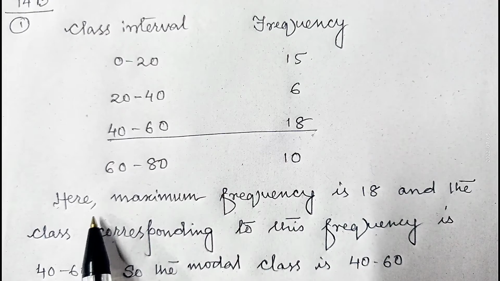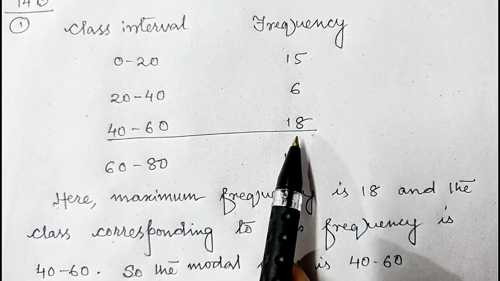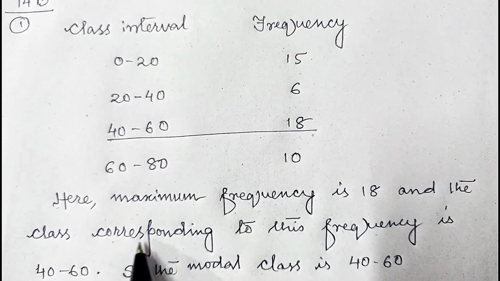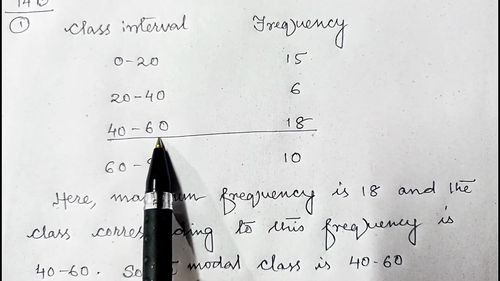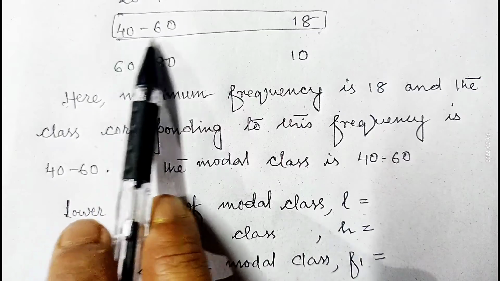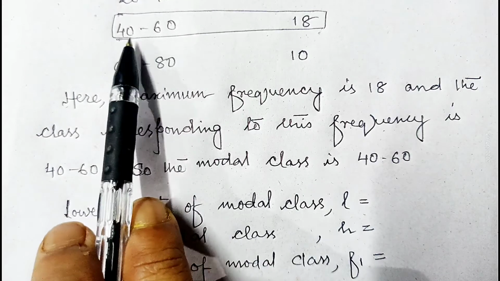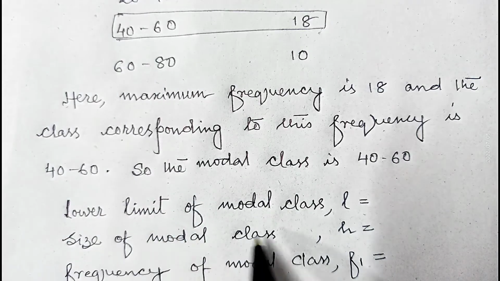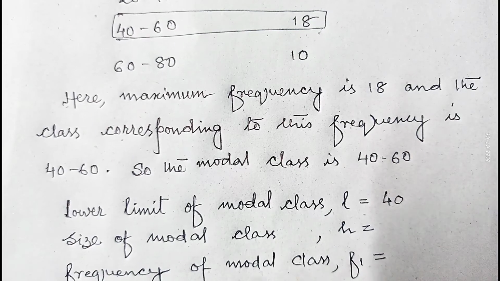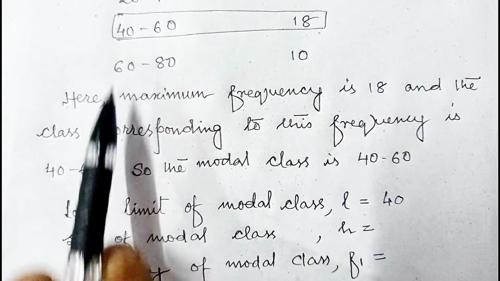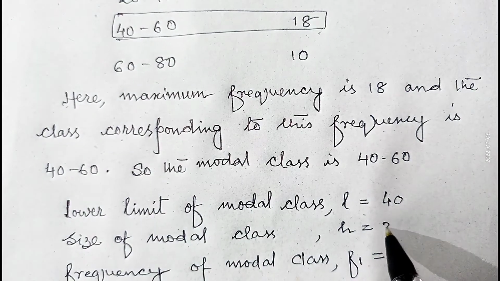So we have to write like this. Here the maximum frequency is 18 and the class corresponding to this frequency is 40 to 60. So the modal class is 40 to 60. The lower limit of the modal class is 40, so for L we have to write 40. Size of the modal class H, here 60 minus 40 will be 20. So here H is 20.